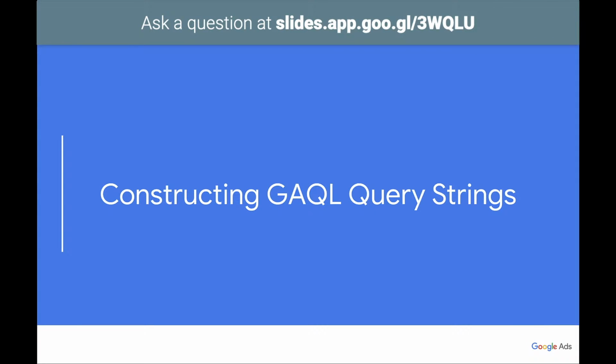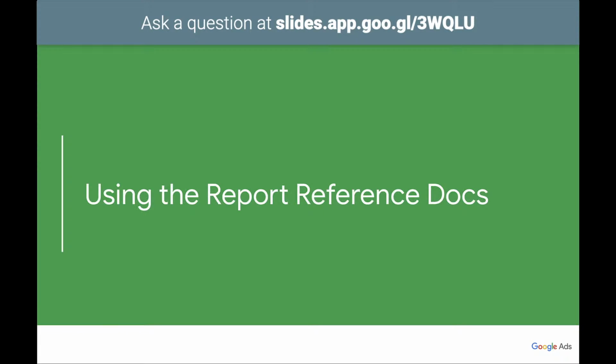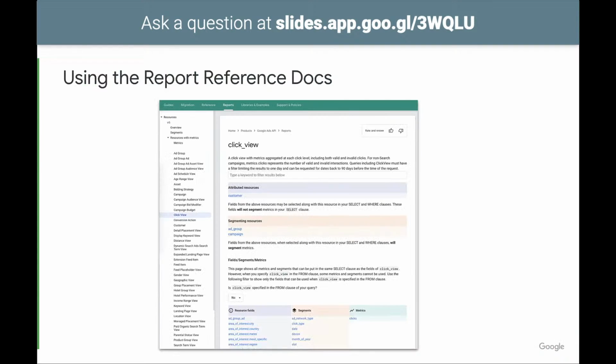So now let's talk about constructing GAQL query strings. So you've seen me put different fields, different segments, metrics into these different query strings, but how do I know what fields I have available to me, right? How do I know what to select? The possibilities seem endless. Well, it's actually not too difficult. You've seen one example several times already, including in that code example. And the easiest way to do this, in my opinion, is using the reporting reference documentation.